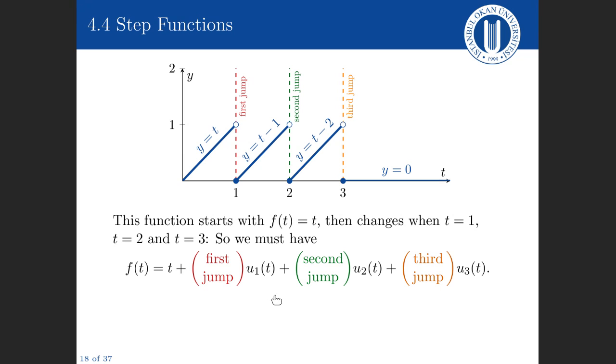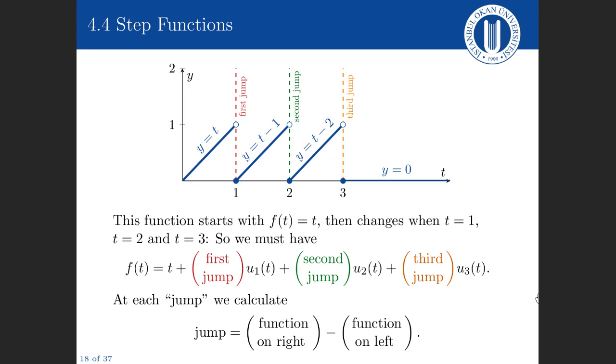So we're expecting the function to look like this. At the start, we have f of t is equal to t. There's some change happening at u1. So it's going to be something multiplied by u1. Then there's a change happening at u2. So it's going to be something multiplied by u2. And then there's another change in the function happening at u3. So we expect to have plus something u3.